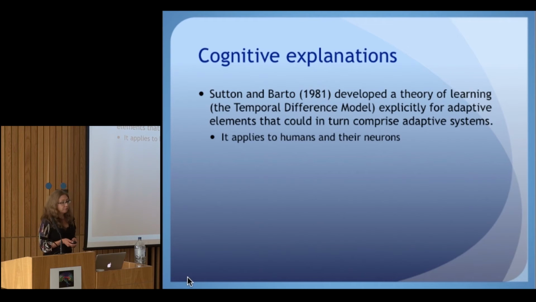Sutton and Barto have developed a theory of learning, what they call the temporal difference model. Back in the 1980s and so on, they explicitly developed this model for what they called adaptive elements, and these adaptive elements could in turn comprise adaptive systems. This model is currently being applied to both humans and to neurons. But from the very beginning, the model was designed with the idea in mind that you could have the same model applying at different levels within the same mereologically composed whole. There's nothing unusual about this.